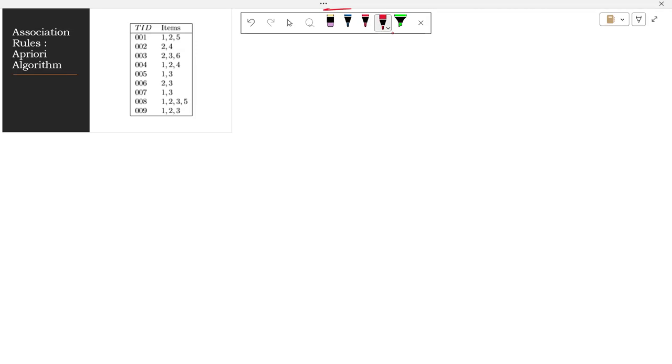Okay, this is the question, right? They are giving a set of transactions. Just imagine a supermarket or some shop, right? So here, these 9 are transaction IDs. It means 9 customers' purchasing behavior is given, right? Rather than giving names, they are giving numbers 1, 2, 3.